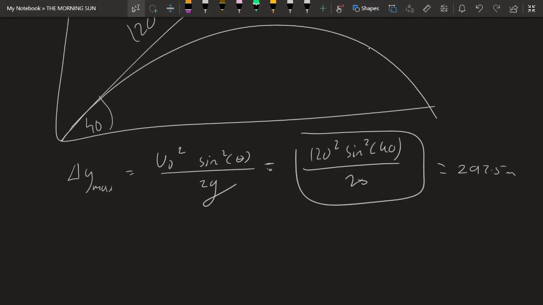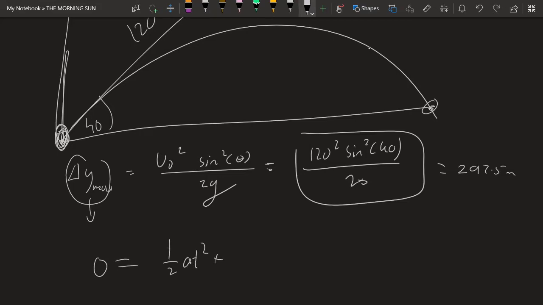Let's go to part 2. Find the time taken for the shell to reach its initial level. What does it mean for a shot to reach its initial level? It means that it's at the origin. When it's at the origin, the displacement is 0 in the y direction because it went up, then it went down back to its original position. So 0 is equal to half at squared plus sine theta v0 t.